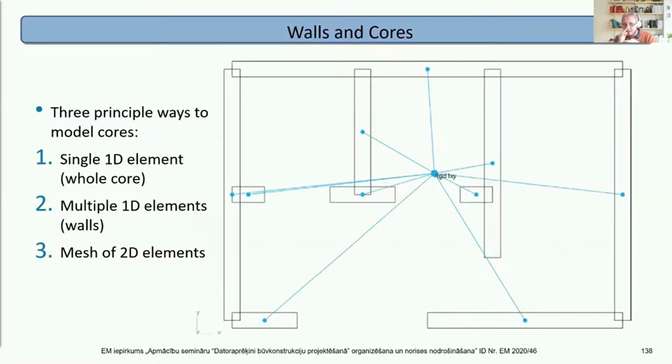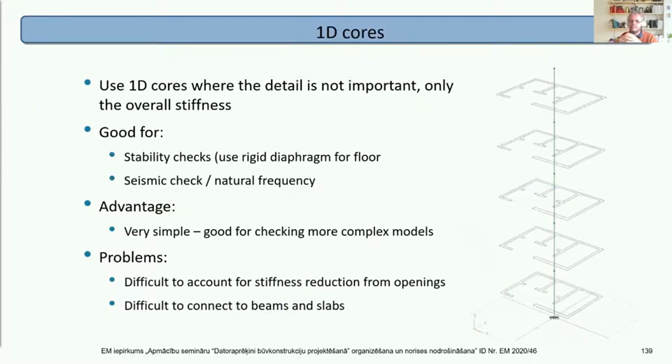Modeling cores and walls. Now, if you're modeling a core, there are three basic ways you can model them. Let's have a look. So you can model a core as a single 1D element chain. So in this case here, we've got a column which has the section property of the core.